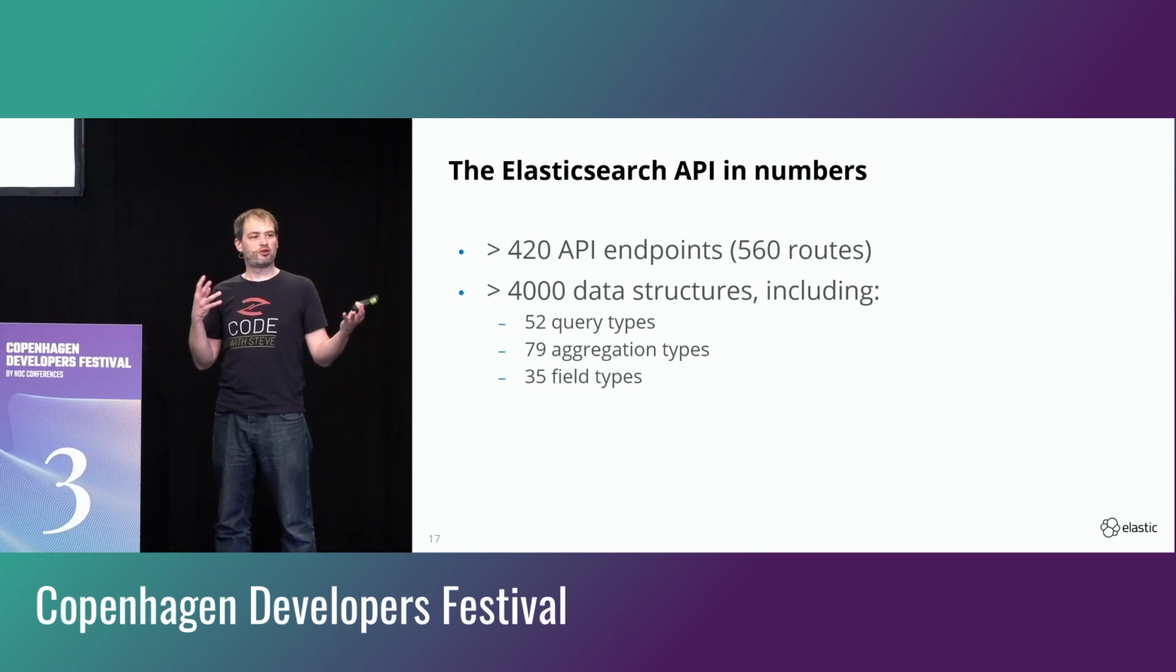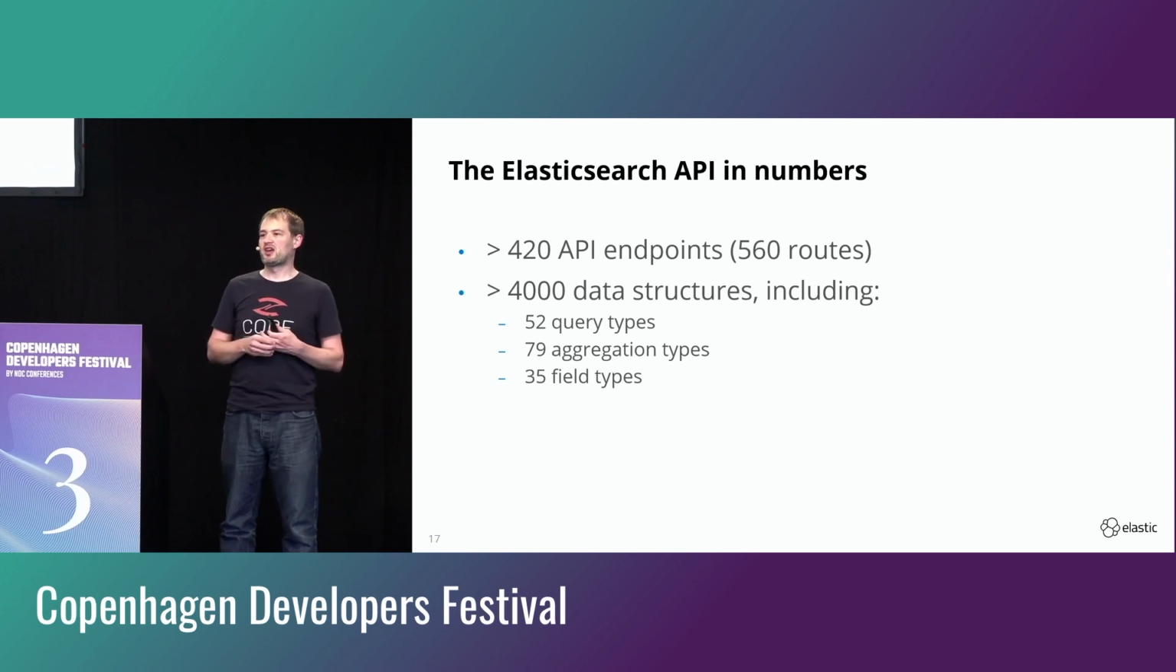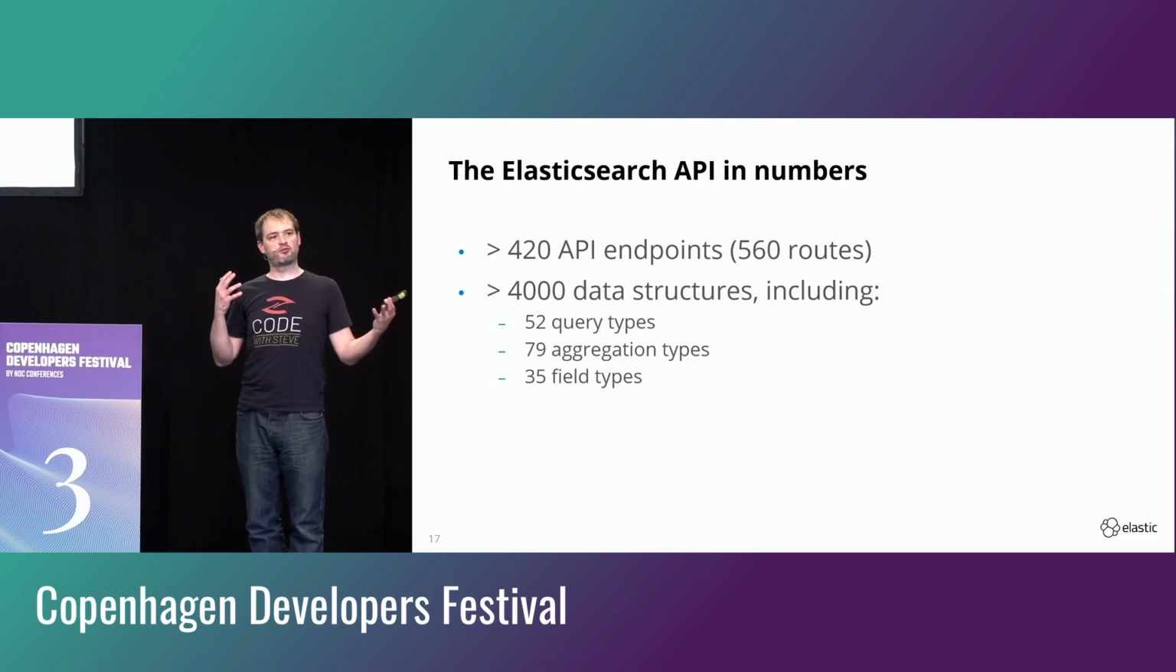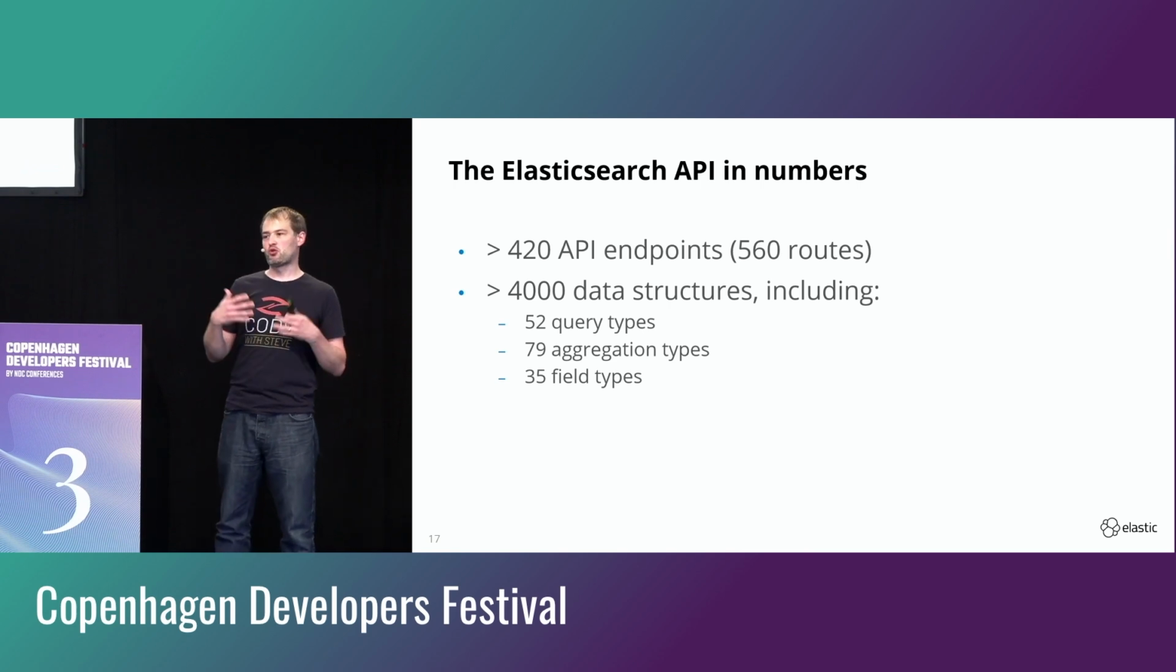And to represent all of the data in and out of the endpoints, there's over 4,000 data structures involved, all of the different requests and responses, all of the sub-objects that they may need to contain. There's some fairly rich JSON structures that you might need to send in and out of Elasticsearch, including things like all the specific queries and aggregations you can perform.